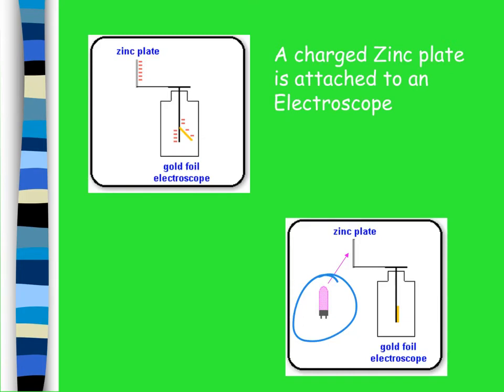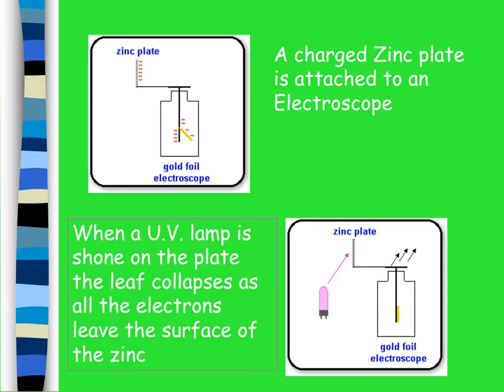So what's happened? Well, of course, what's happened is the UV light has caused the photoelectric effect. The electrons have left the metal plate, bombed off into space, and without those electrons, the electroscope isn't charged anymore. So, when the UV light is shone on the plate, the leaf collapses and all the electrons leave the surface of the zinc.